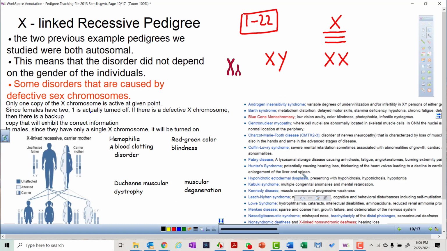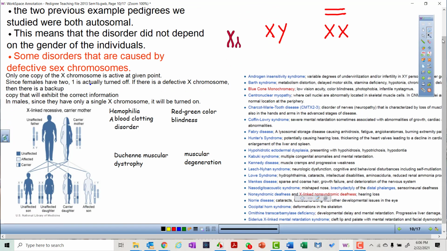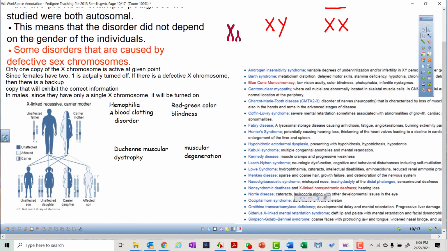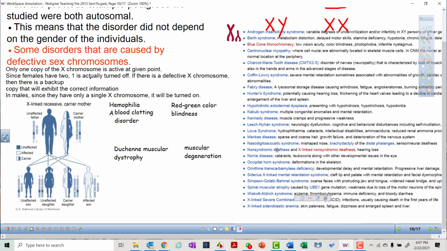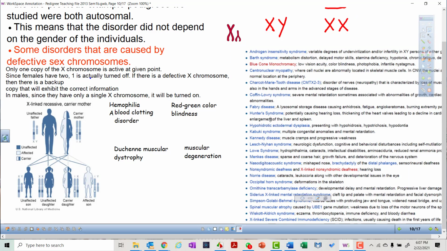Look at this list. This list here shows you a whole bunch of different diseases that are carried on the X chromosome. There's many of them, right? I mentioned hemophilia. There's also color blindness is carried on the X chromosome, and all these. I'm not going to go through every single one of them, but all of these are affected. And the list goes on, right? It's a pretty long list. And this is only a sampling.